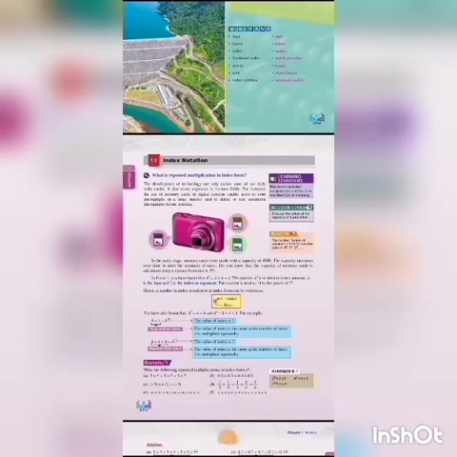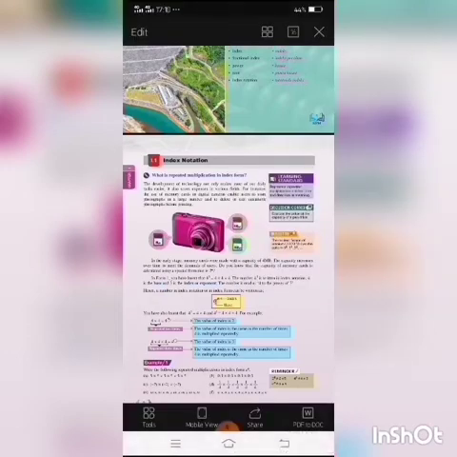So today we discuss index notation. Teacher hopes you understand what the teacher taught today. So, what is repeated multiplication in index form?